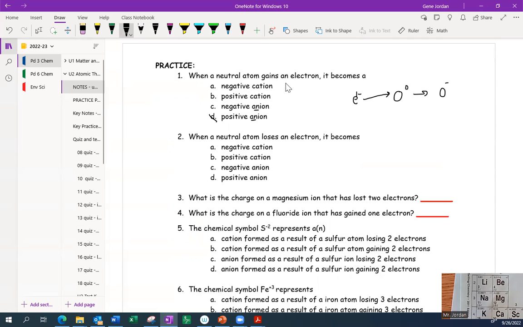So these cannot be positive. You can never have a positive anion. You can never have a negative cation. So then we just have to decide whether it's positive or negative. Like I indicated, it's negative. So it's a negative ion.